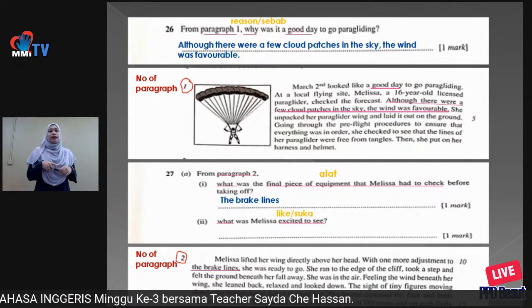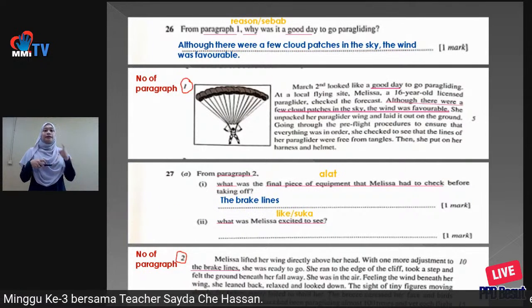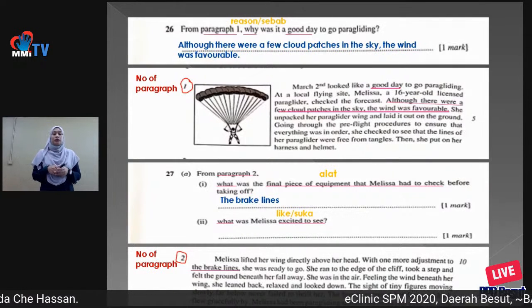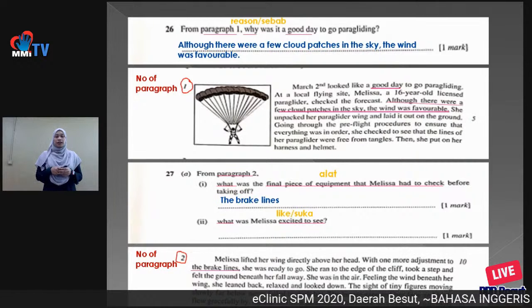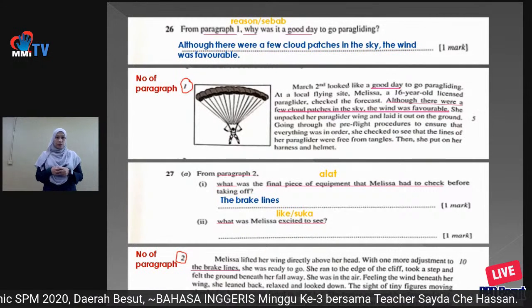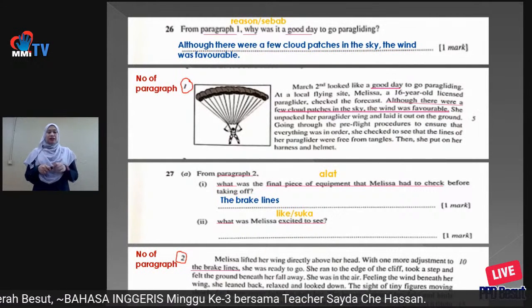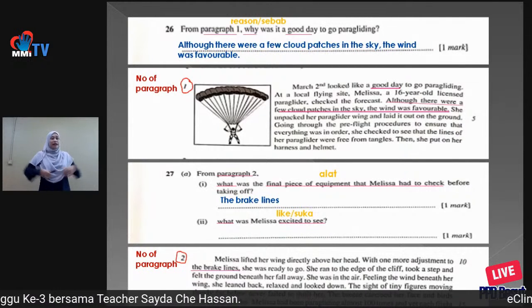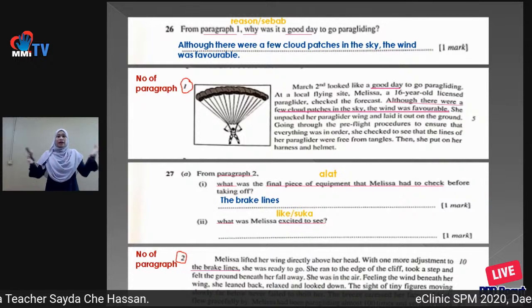Now let's look at the second question for 27A, 27A2 from paragraph 2. We are still in paragraph 2. What was Melissa excited to see? We underline what? Excited, you know what is excited. Apa yang dia suka? Apa yang dia like to see? Apa yang dia suka tengok?